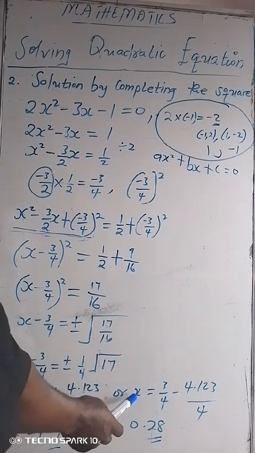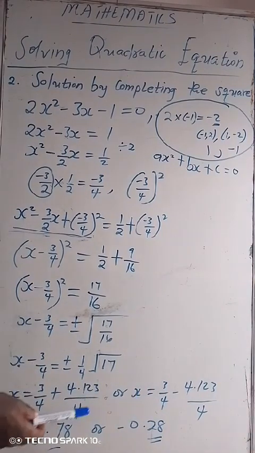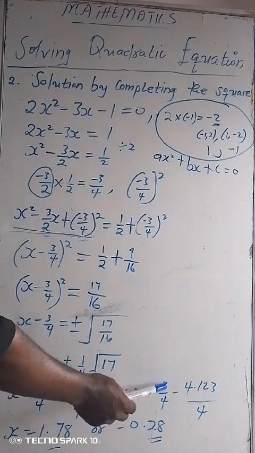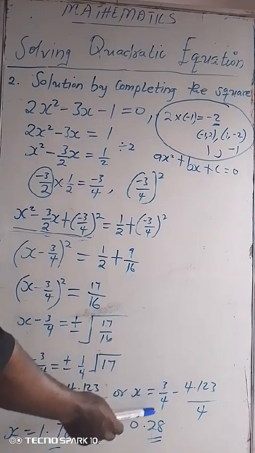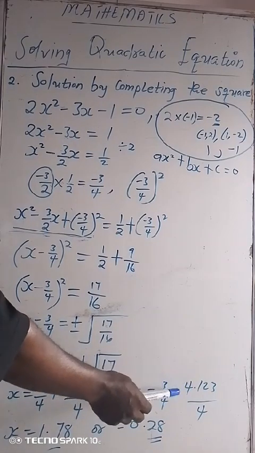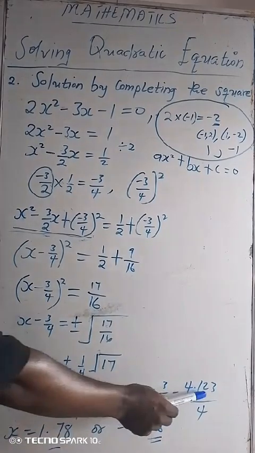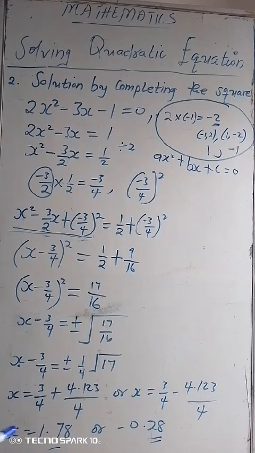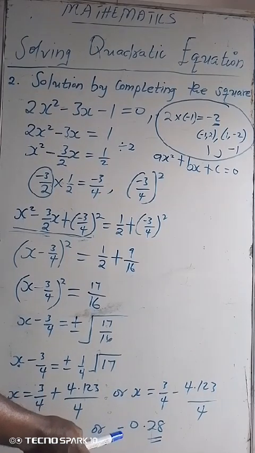Now the second part will also take care of the negative side. So here we have 3 divided by 4 minus 4.123 all divided by 4, which of course when we do the calculation we are getting x to be 1.78 or minus 0.28.